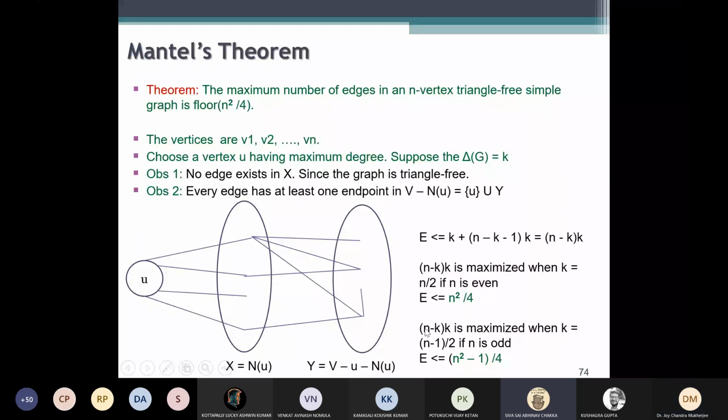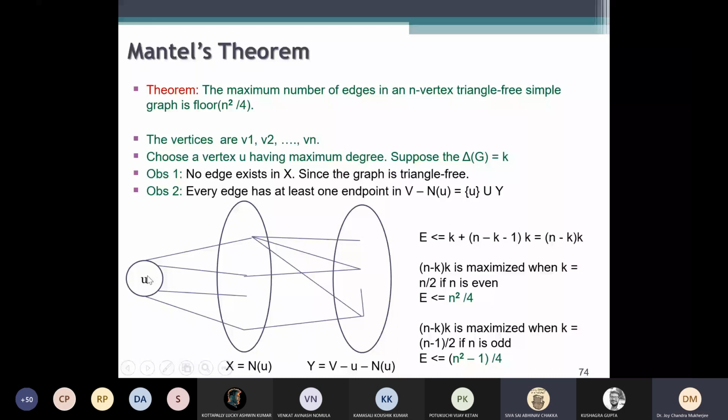Okay, so I will again repeat up to this. We have n vertices, out of which we choose that vertex having the maximum degree. If we have more than one vertex having maximum degree, then we choose any one of them. Suppose u is a vertex having maximum degree, and this maximum degree is k. Now we'll create this graph. We keep u separate.